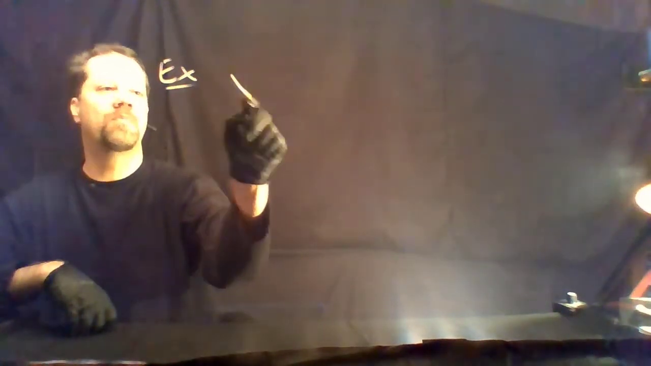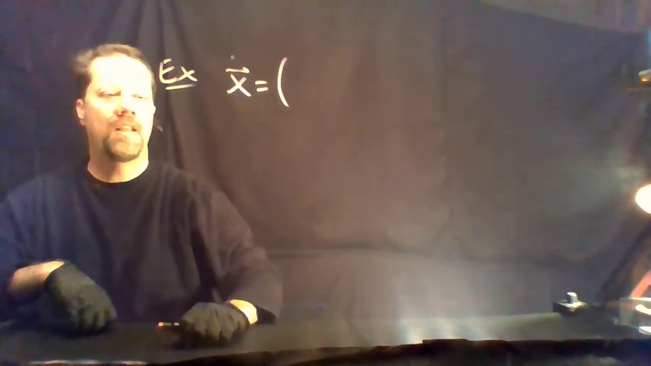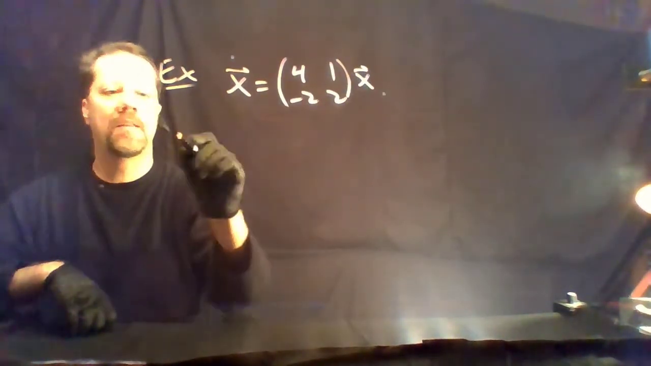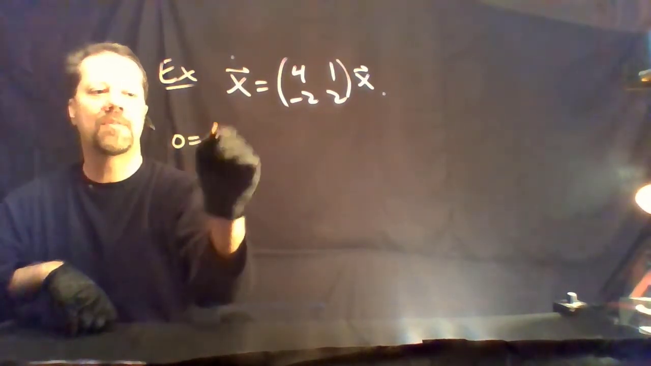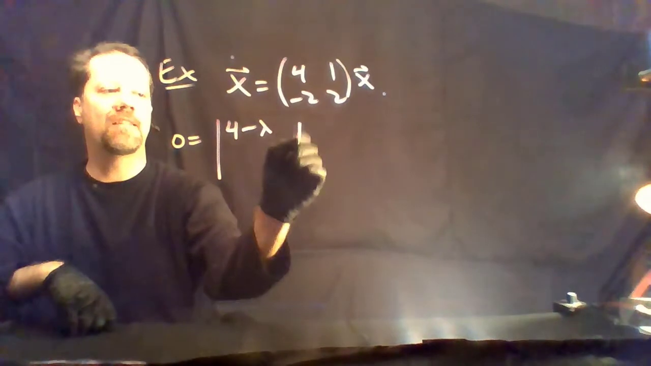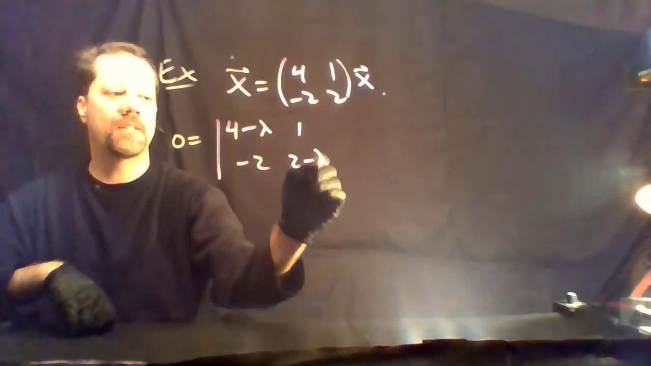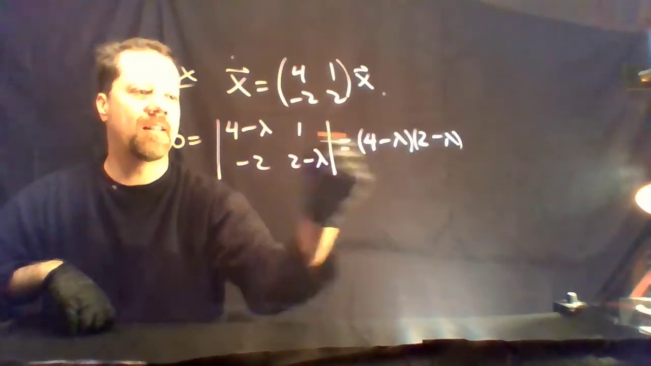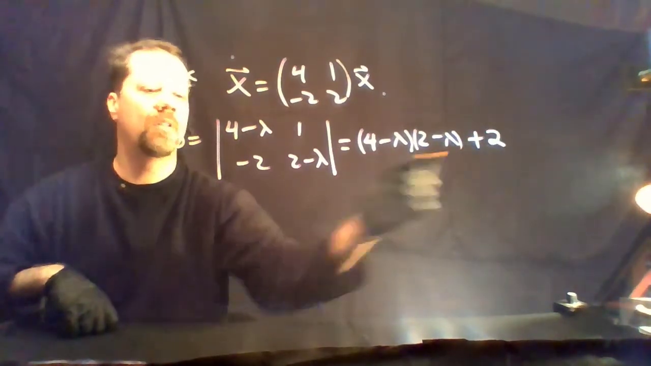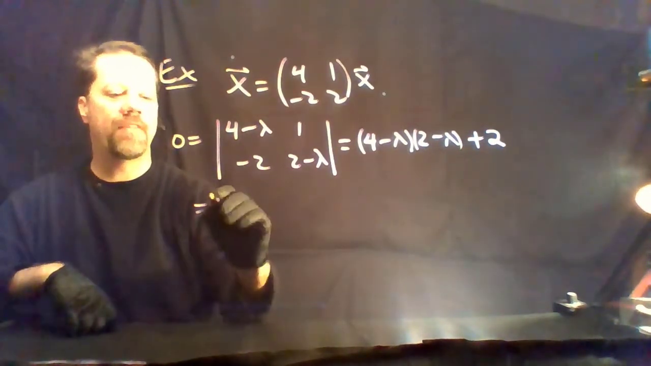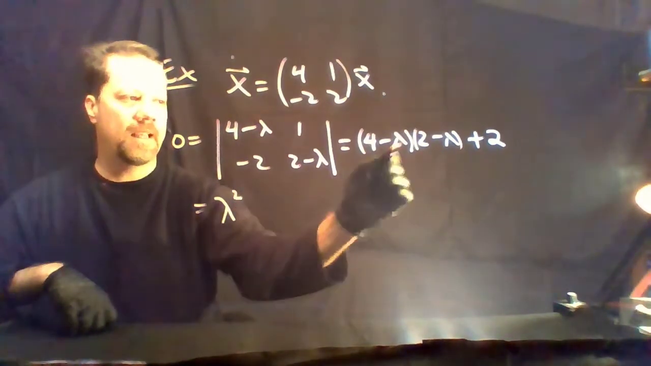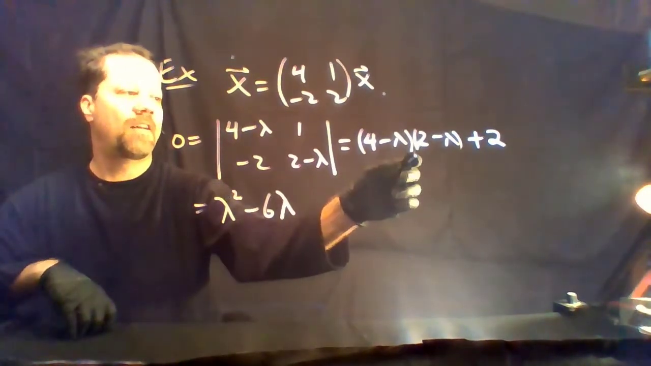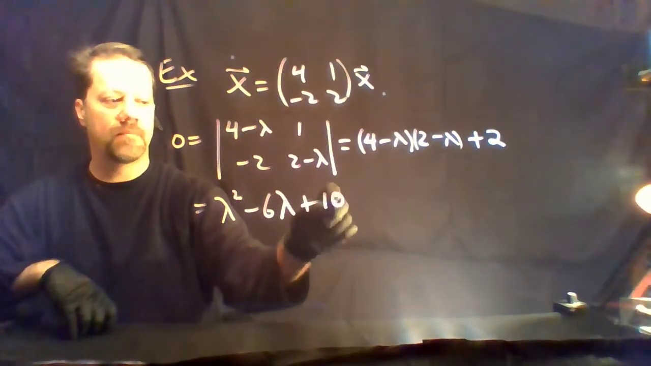So for example, if x dot is [4, 1; -2, 2] times x, the first thing we need to do is find the eigenvalues. So we'll subtract lambda from the diagonal elements and take the determinant. This gives 4 minus lambda times 2 minus lambda, and then we subtract a negative 2, which gives us plus 2. We'll have a positive lambda squared. Negative 4 lambda minus 2 lambda is negative 6 lambda. We'll have 8 plus 2 is plus 10.